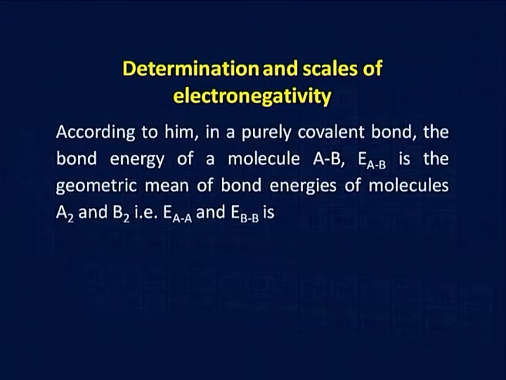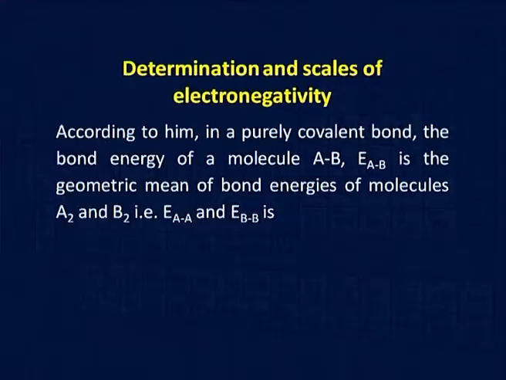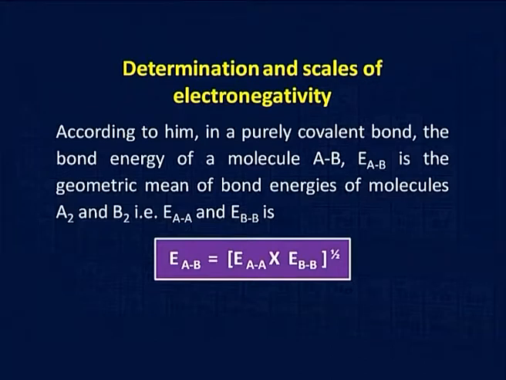then the bond energy of a molecule AB, that is E_AB, is the geometric mean of the bond energies of the molecules A2 and B2, because molecule AB is formed from the molecules A2 and B2. So, the bond energy of AB will be the geometric mean of the bond energies of the molecules A2 and B2. It can also be shown that E_AA is the bond energy of molecule A2, and E_BB is the bond energy of the molecule B2.